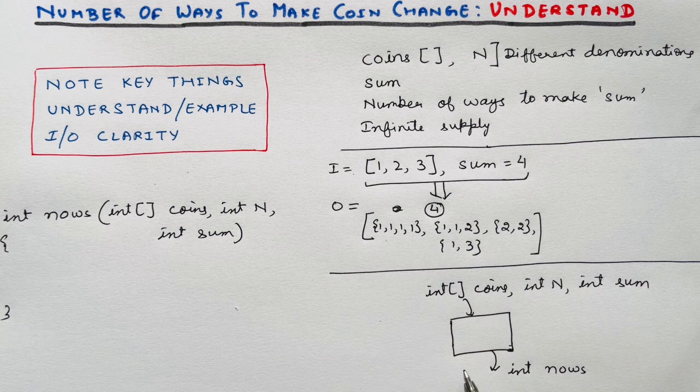So if we consider our solution as a black box, we are getting as input a coins array, its size n, and a sum that we have to make. And we have to return the number of ways of making this sum using these coins. So what will our function signature look like? Our function signature will look something like this.